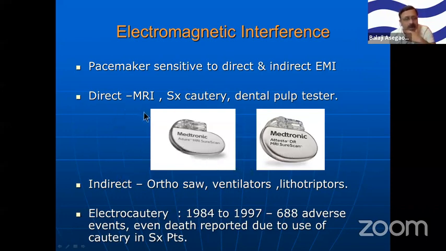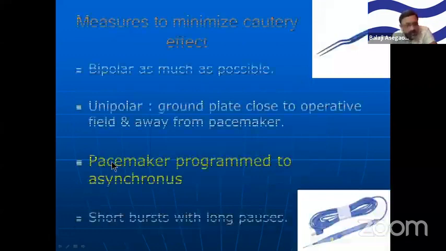Otherwise, if you allow it, there are so many incidences or case reports where MRI was done on pacemaker patients, and there have been many mishaps. Similarly, with use of an arthroscope or lithotripter, if the sensing function is blocked, all these will not be able to disrupt the pacing functions. Now, as far as electrocautery is concerned, there are more than 700 adverse events reported in history, and use of cautery has even caused a death in a patient with a pacemaker.